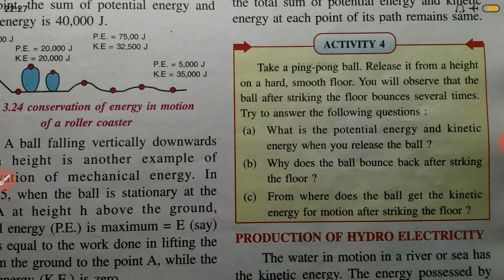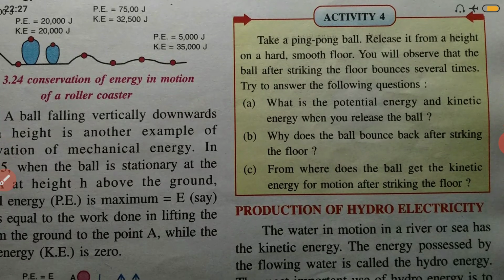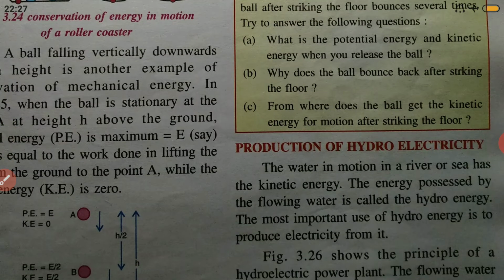Now, the last topic of the chapter, which is production of hydroelectricity. The water in motion in a river or sea has kinetic energy because it is moving, right? The energy possessed by the flowing water is called hydroenergy. The most important use of hydroenergy is to produce electricity from it, right? We can convert that kinetic energy of water into electrical energy.